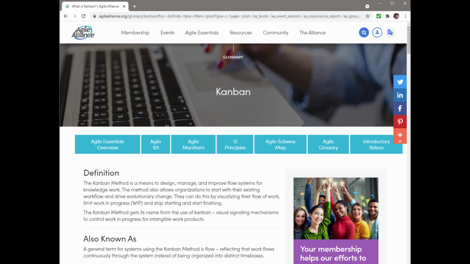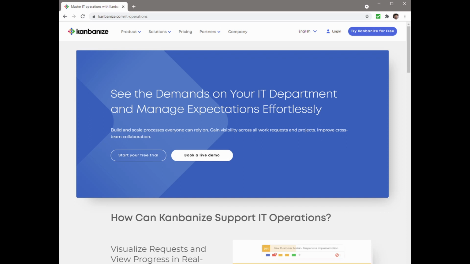The other one is Agile Alliance. If you're from the Scrum or Agile world, Agile Alliance has lots of documents and materials as well. The last one is Kanbanize, which also has lots of material. So those are three places you can go read about it. And of course, you can search and Google it as well.